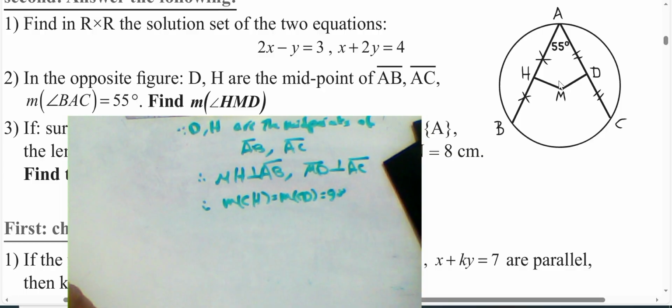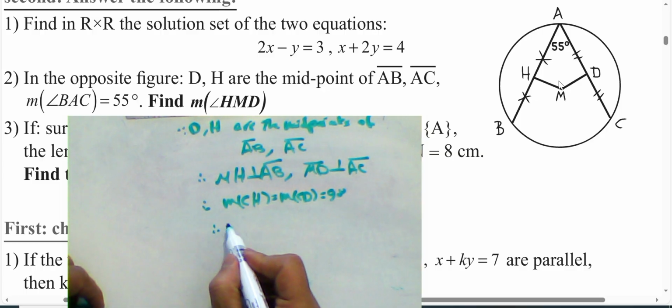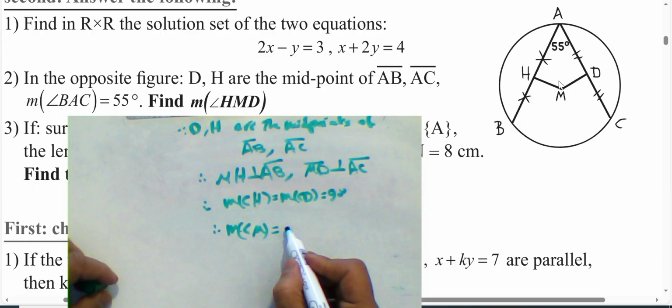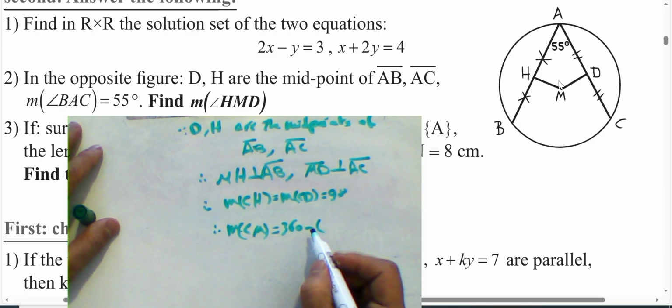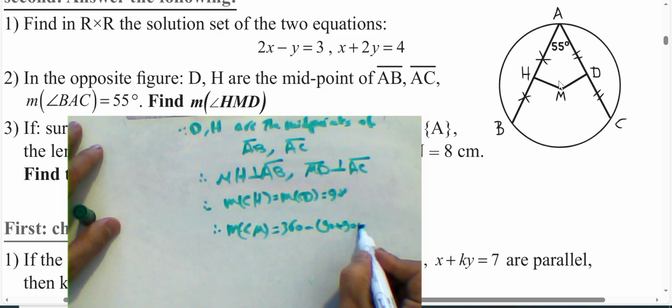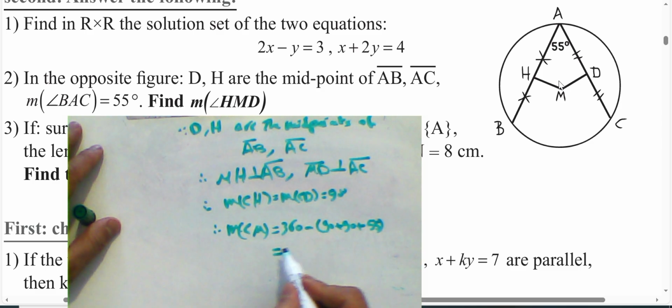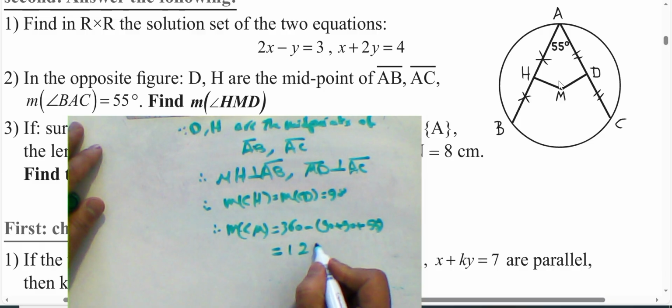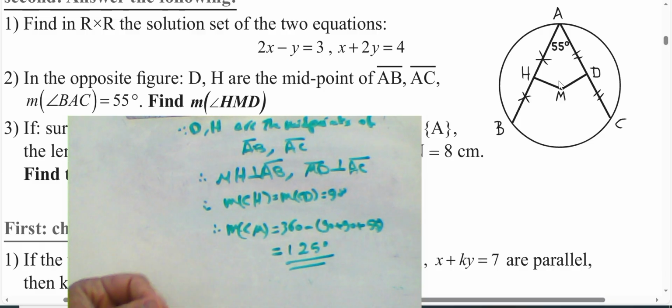Then we can find the measure of angle M. In this figure, 360 subtract the sum of interior angles 90 plus 90 plus 55, or 180 subtract by 55, because the two angles here are supplementary angles. Okay, 180 subtract by 55, the result will be 125. The measure of angle M will be 125 degrees. Next question, number 3.